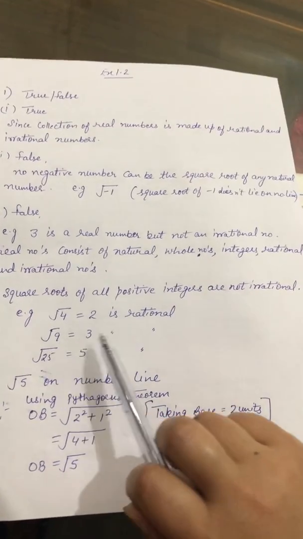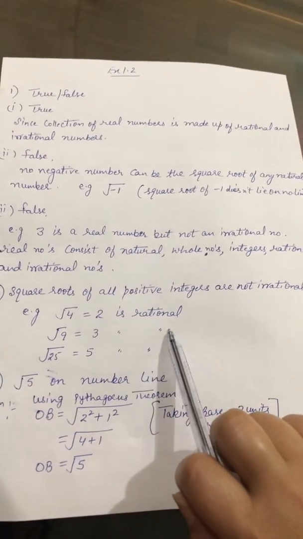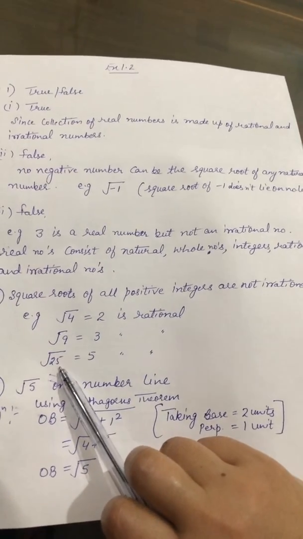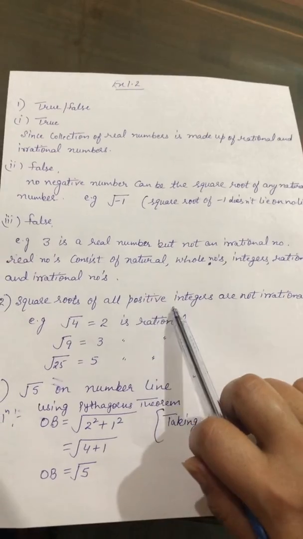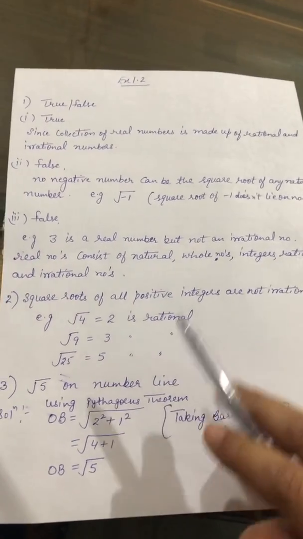Square root of 9 is equal to 3. Again it is a rational number. Square root of 25 is equal to 5. Again it is a rational number. So square roots of all positive integers are not irrational.